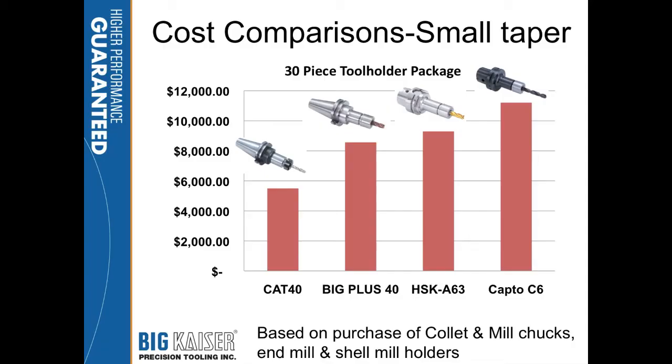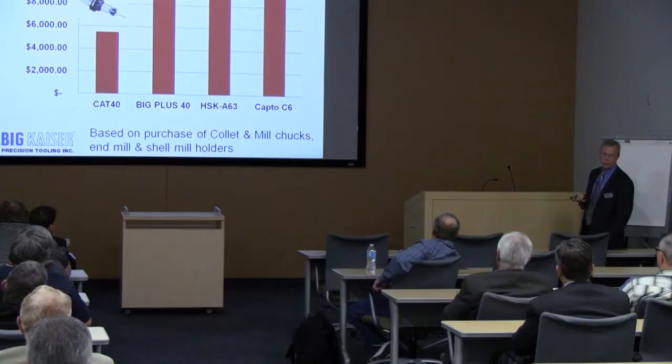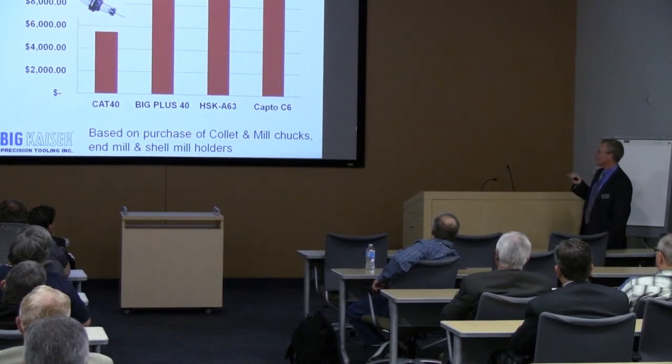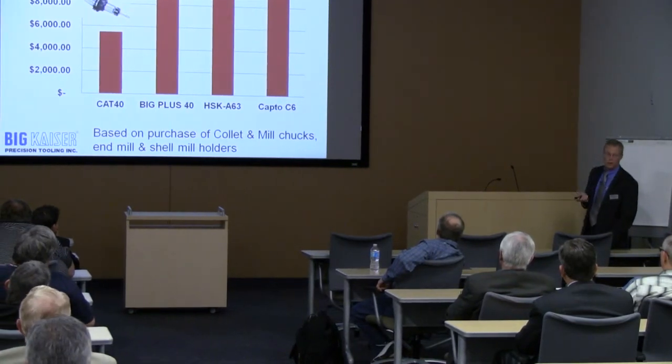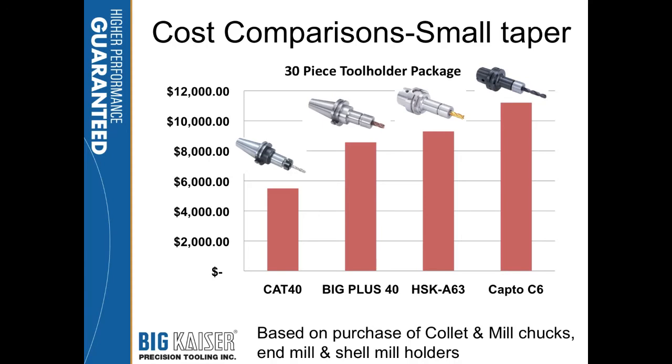If I tool on the same machine with HSK 63, the varieties and the complexities go up, the costs also do. And every tool has to be HSK, so it's a little bit more expensive, and with Capto, even more. The cost goes just a little bit more up because of the complexity of producing Capto, the variety and number of companies that compete for it.